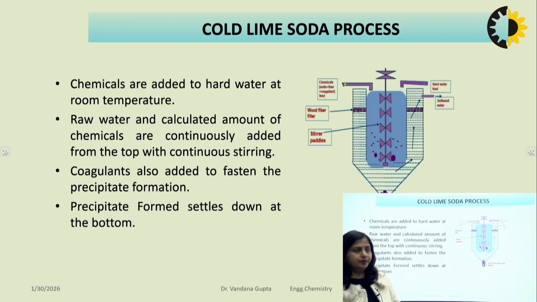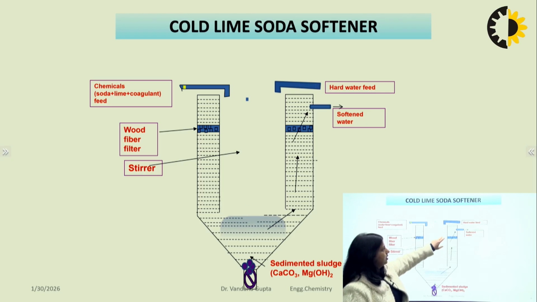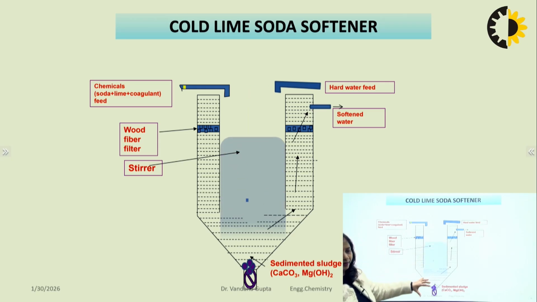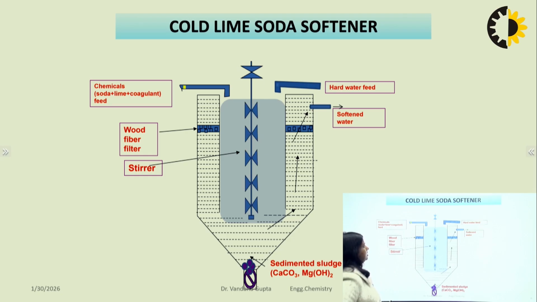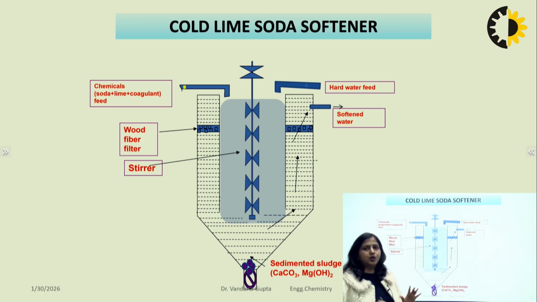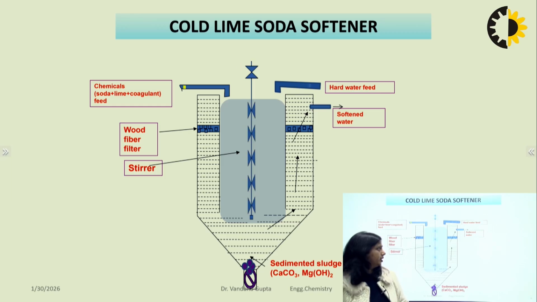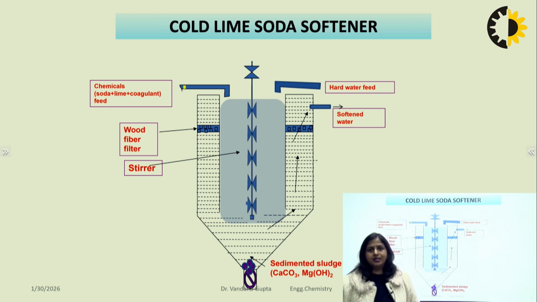This is the softener. This is a cold lime soda process softener. In this softener, there are two separate inlets for chemicals and hard water. From this inlet, we add hard water into the softener. And from this inlet, we add chemicals that are lime, soda and coagulant. In this process, we add a small amount of coagulants to speed up the precipitate formation. Coagulants are sodium metaluminate, alum or aluminum sulfate, etc.